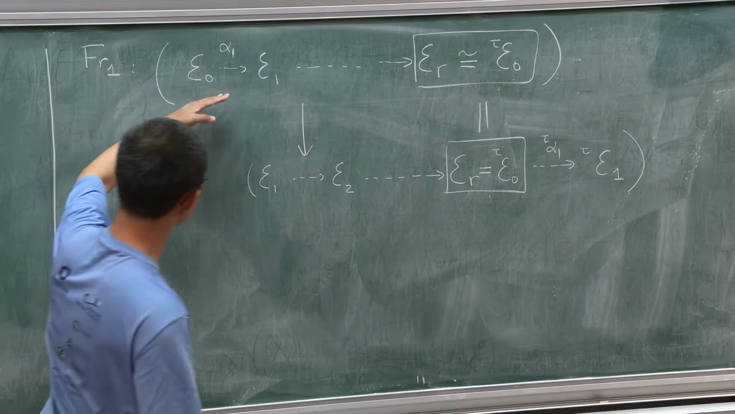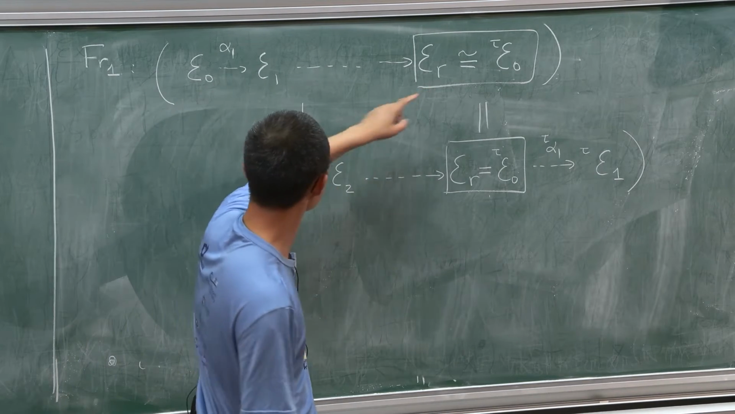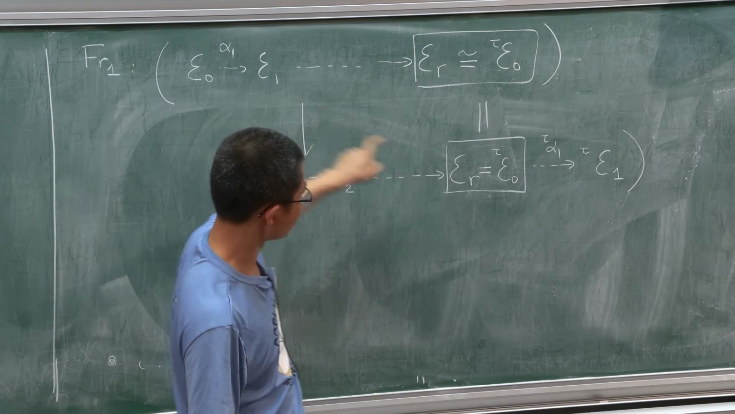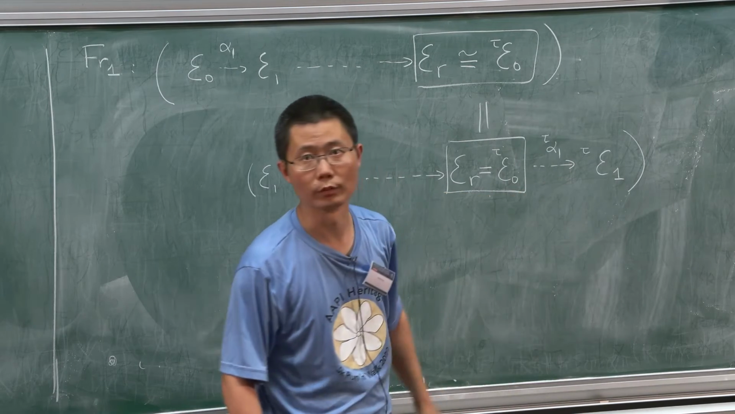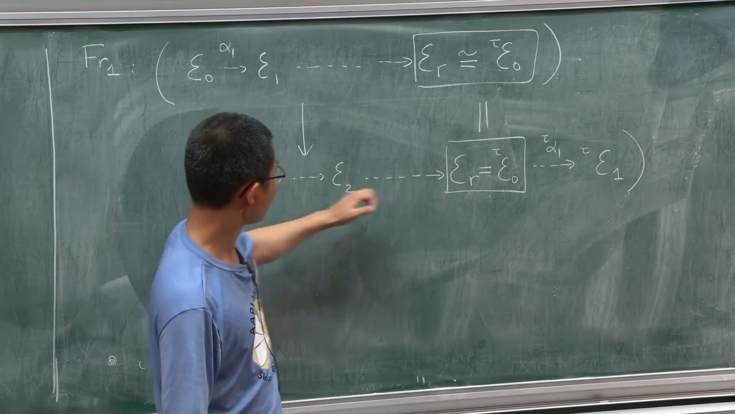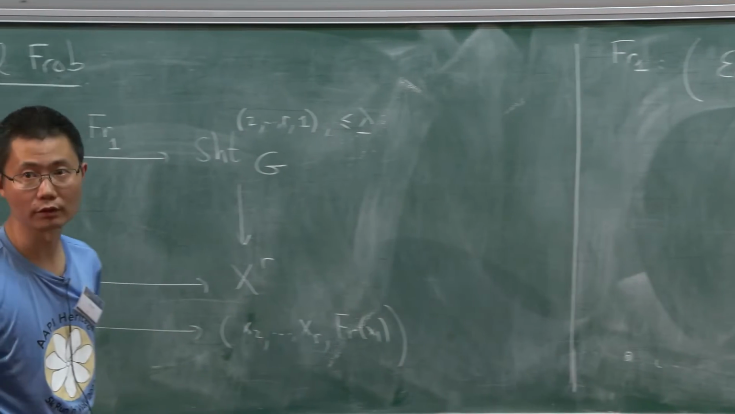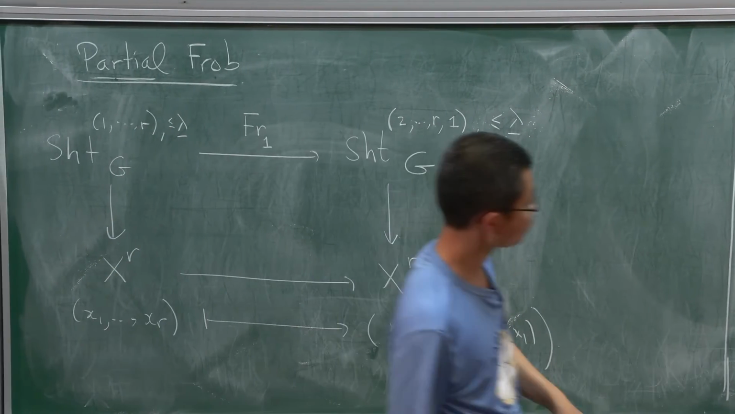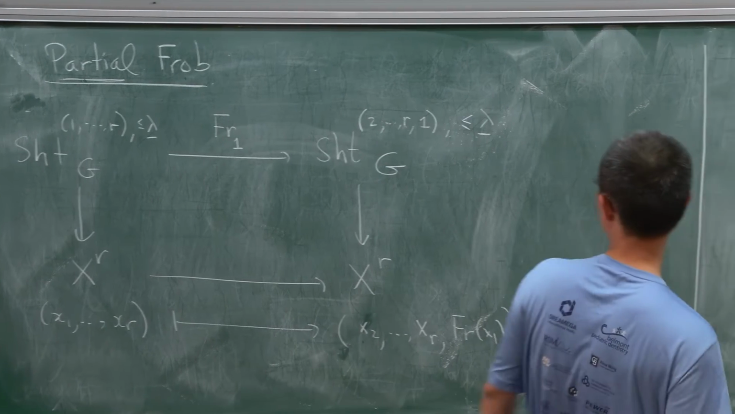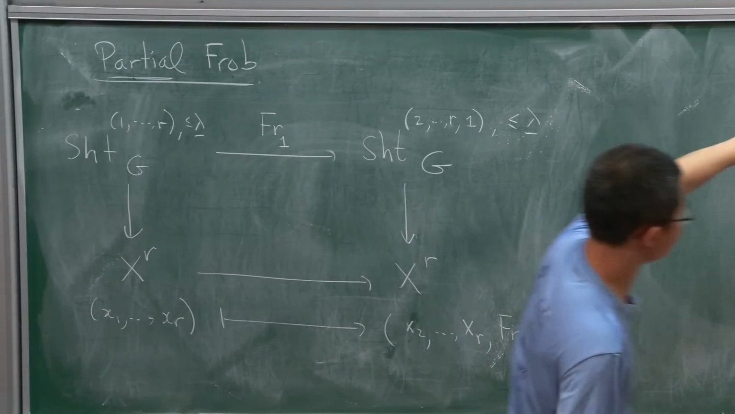And you can check how the legs change, right? The first leg now becomes the last one, up to Frobenius. The other legs stay the same, but then the index is shifted. And this is the morphism of moduli spaces.